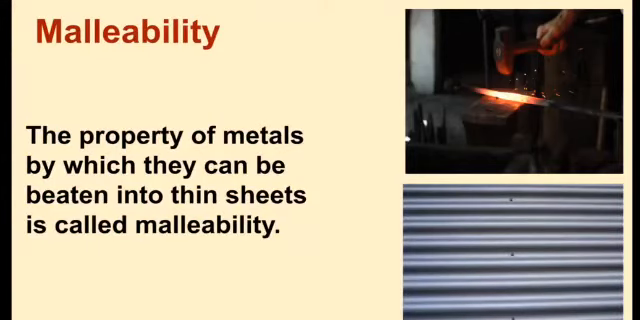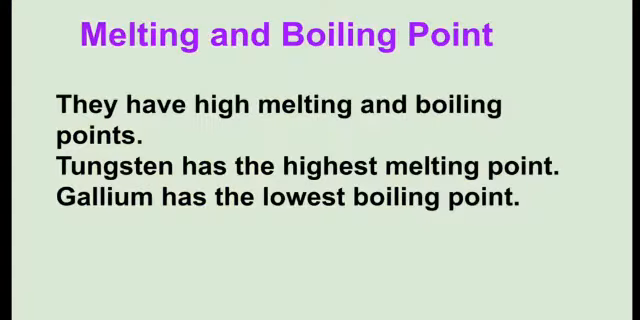Now we'll talk about malleability. What is malleability? The property of metals by which they can be beaten into thin sheets is called malleability. Malleability means they can be drawn into thin sheets. So it is the malleable quality of metals. Now we'll talk about melting and boiling point. They have high melting and boiling points. Tungsten has the highest melting point and gallium has the lowest boiling point. You should remember which metal has the highest melting point and which has the lowest boiling point.